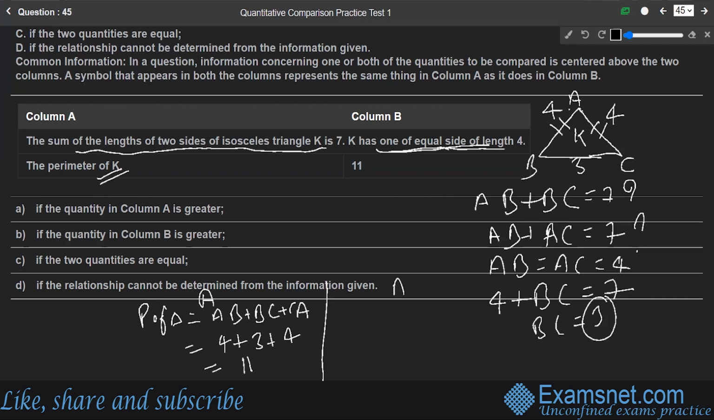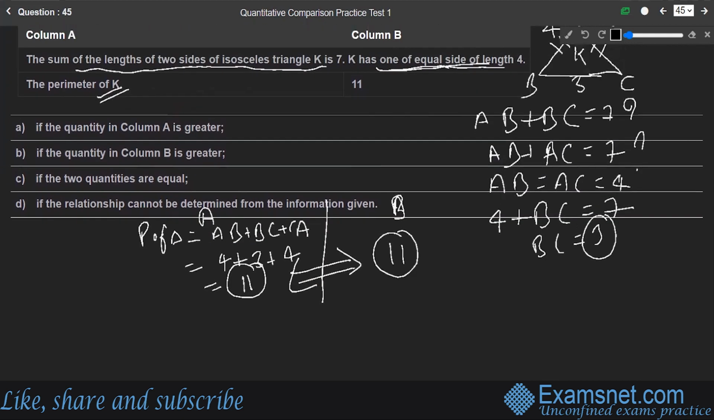Now what is there in column B? Column B is showing a value of 11 directly. So if we compare column A and column B, we can easily find out that both columns have the same value. So the quantities in both the columns are actually equal. That is why option C becomes the right answer this way.